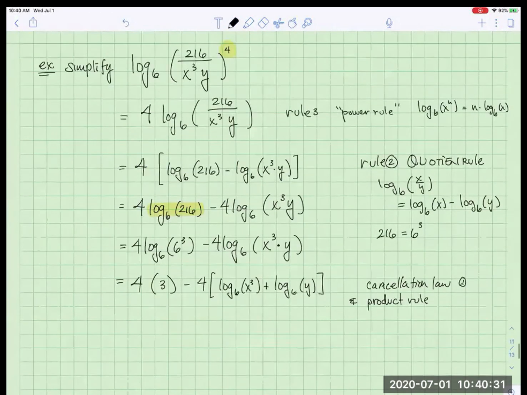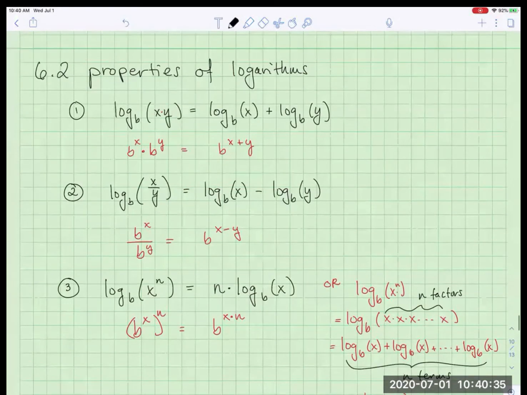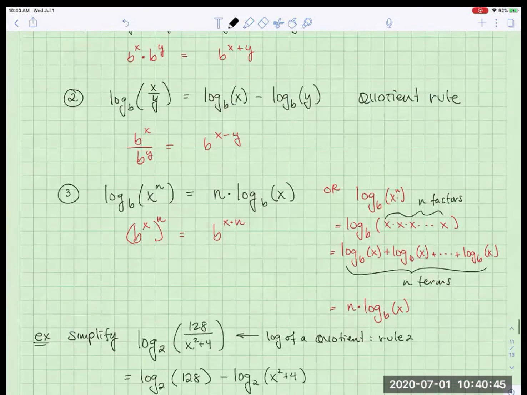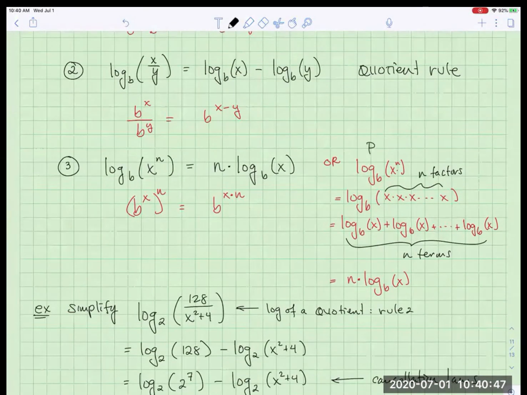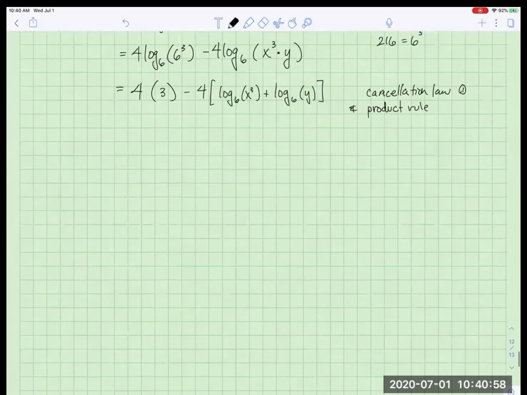So let's go back and give these names so I don't have to keep enumerating them. This is the product rule for logs. This is the quotient rule for logs. And this down here is the power rule for logs. 1, 2, and 3. And then our cancellation laws are there. So I'm also using the product rule.